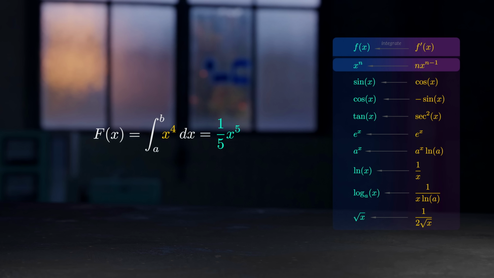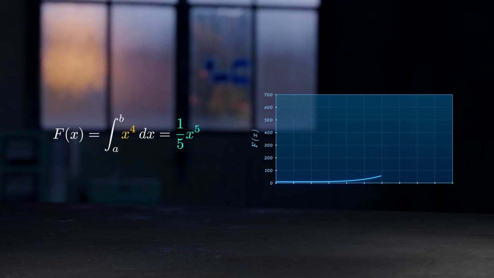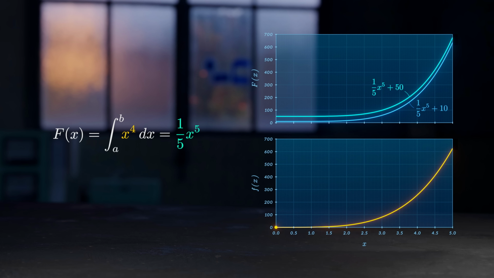One important thing to realize is that information is lost when differentiating, because any constant terms have a slope of 0. These two functions are parallel curves with identical slopes at every point, just shifted up and down, so they differentiate to the same thing, x to the power of 4.